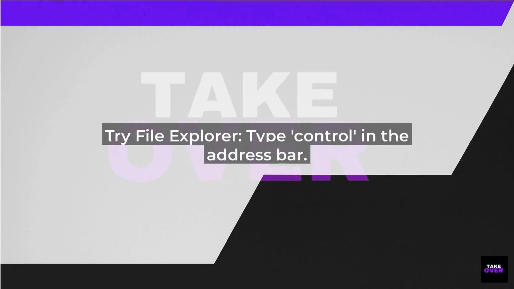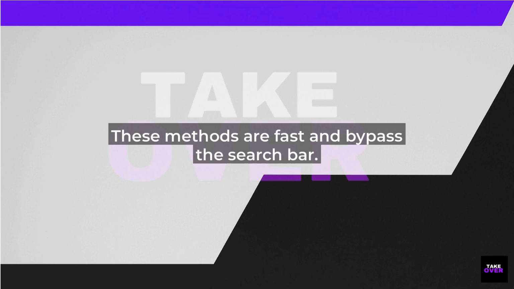If you're more of a mouse user, try this second method from the Start menu. Right-click on the Start button. That's the Windows icon in the bottom left corner of your screen. A menu will appear, and you can simply select Control Panel from the list. Easy peasy. This method is great if you like visual navigation and keeps things straightforward.